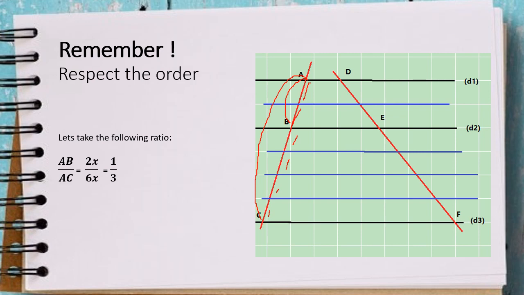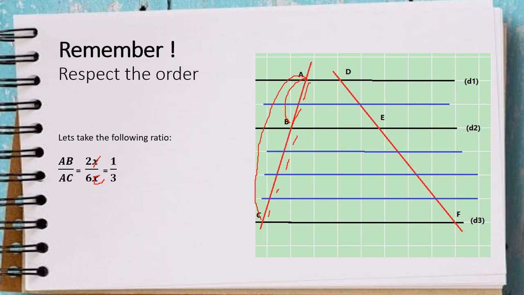I'm sorry, AC. So all of that. So 2 plus 4 is equal to 6. So AB is equal to 2x and AC is 6x. And then we can simplify x and x, and we can cross the common factor or divide by 2. So AB over AC will be equal to 1 over 3.